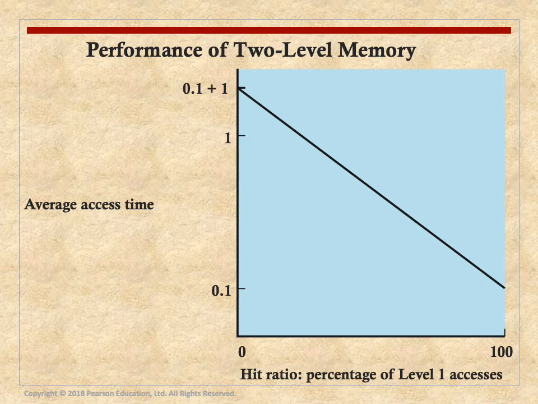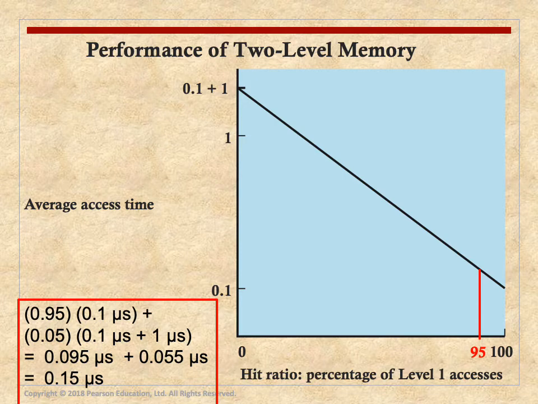Because in this worst case, each piece of data that the processor needs will be transferred from level 2 to level 1 memory first, which takes 1 microsecond, and then it will be accessed by the processor, which takes additionally 0.1 microseconds. And in the best case, where we have a hit ratio of 100%, we can see that the corresponding average access time would be 0.1 microseconds. Because here each piece of data that the processor needs can be immediately accessed from the fast level 1 memory.